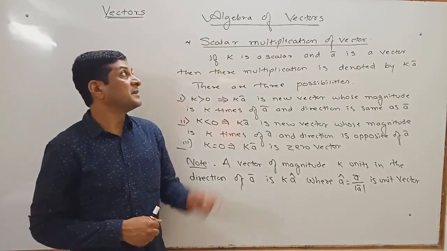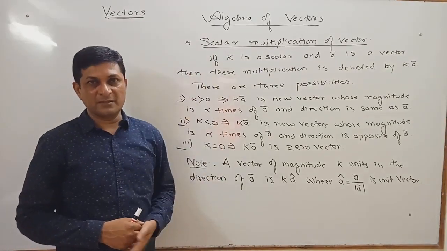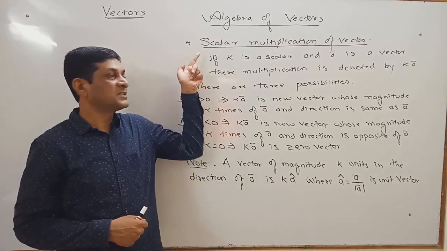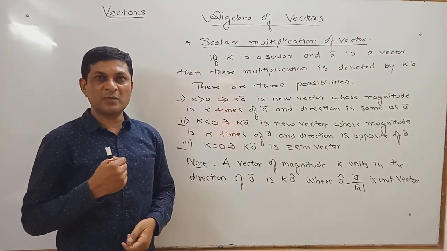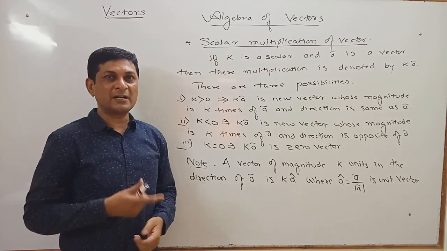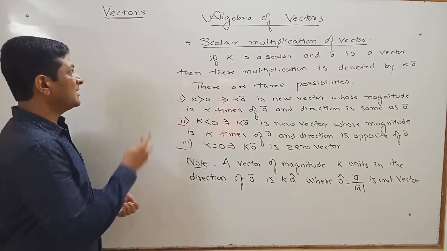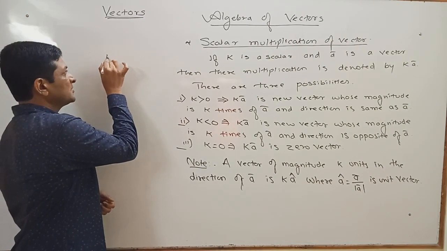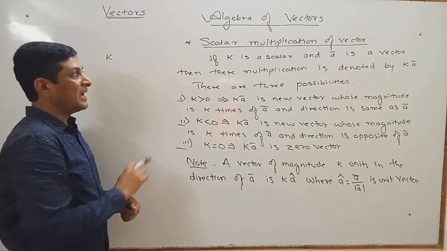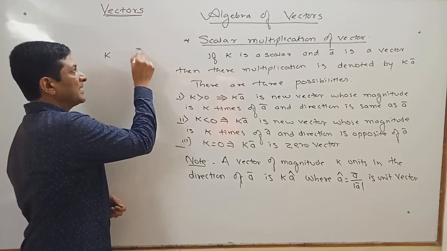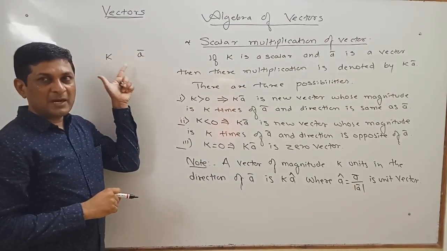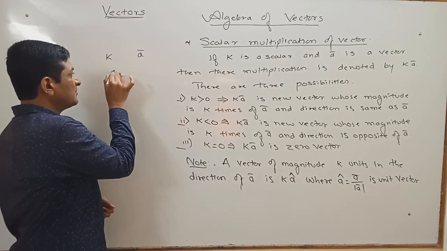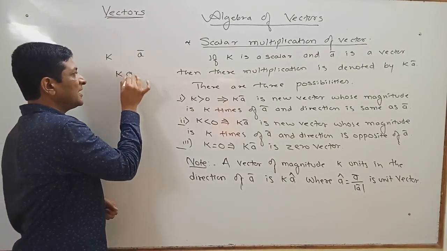So today we are starting algebra of vectors. In algebra of vectors, first let us discuss scalar multiplication. Scalar multiplication means we are multiplying a vector by a scalar. Scalar in mathematics means real number. Let us denote this scalar by k and a vector by a bar. If k is a scalar, means if it is a real number, and a bar is a vector, then their multiplication is denoted by k a bar.